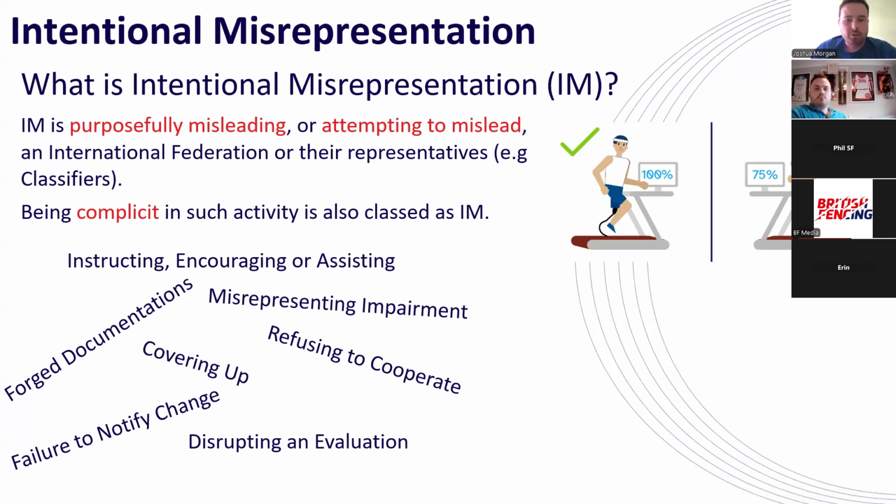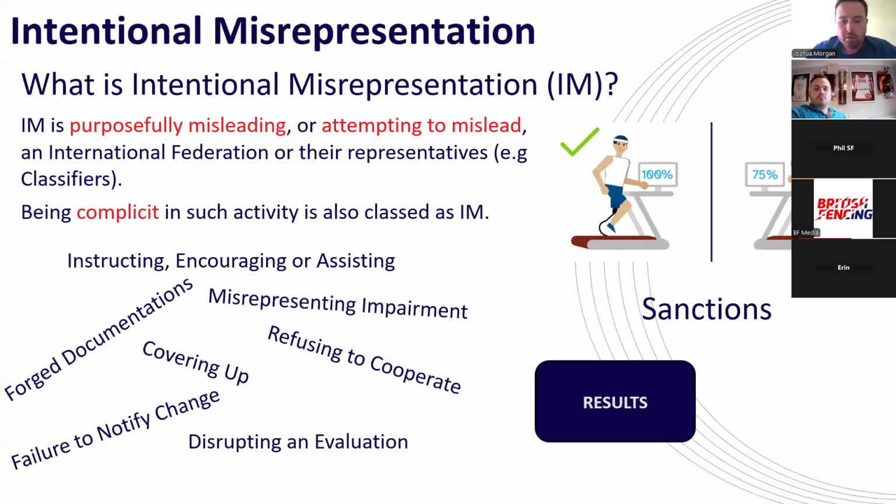So what are the sanctions for intentional misrepresentation? Results. If you are found guilty of intentional misrepresentation, they will disqualify all results that have happened since that intentional misrepresentation occurred, which could be quite a lot of success and potentially medals at big championships taken away from you.